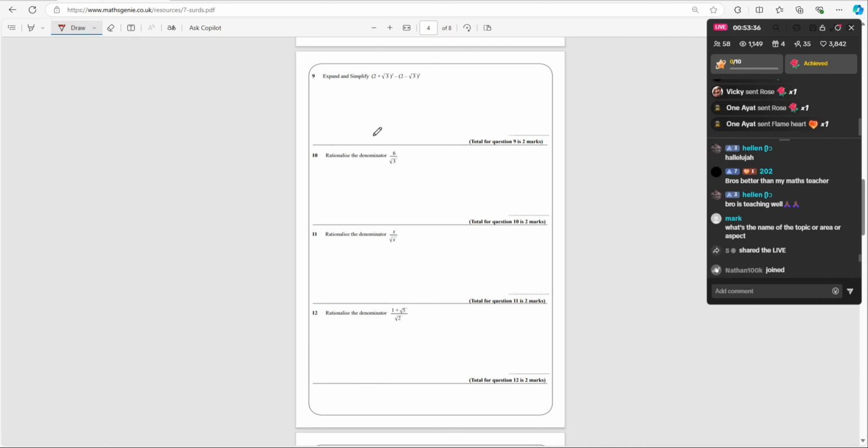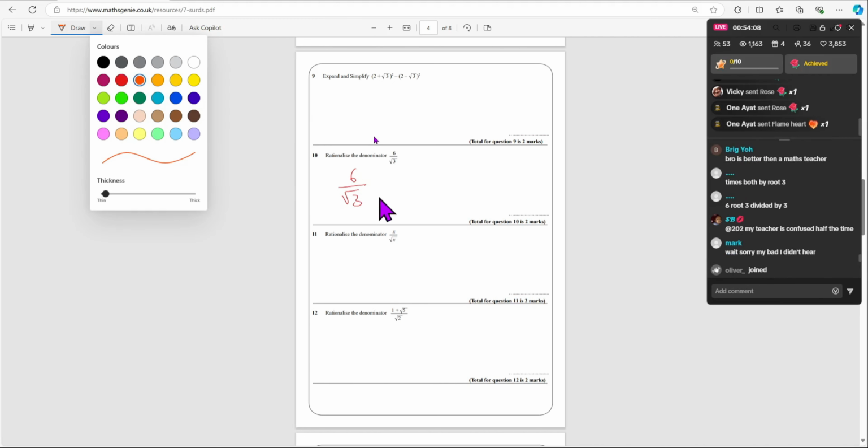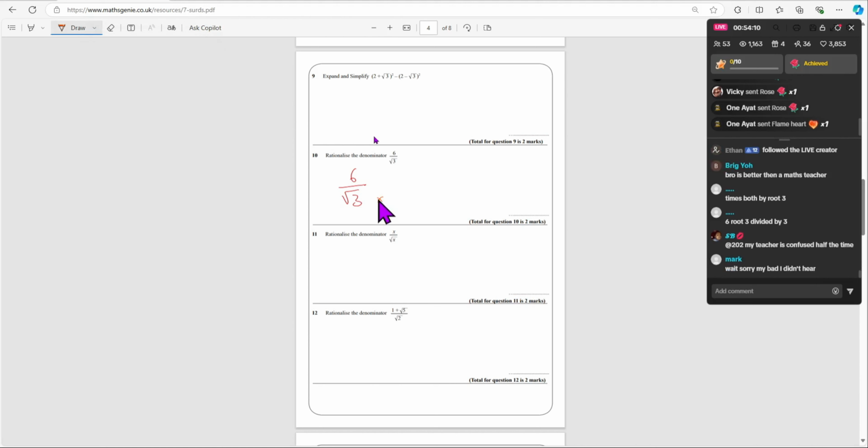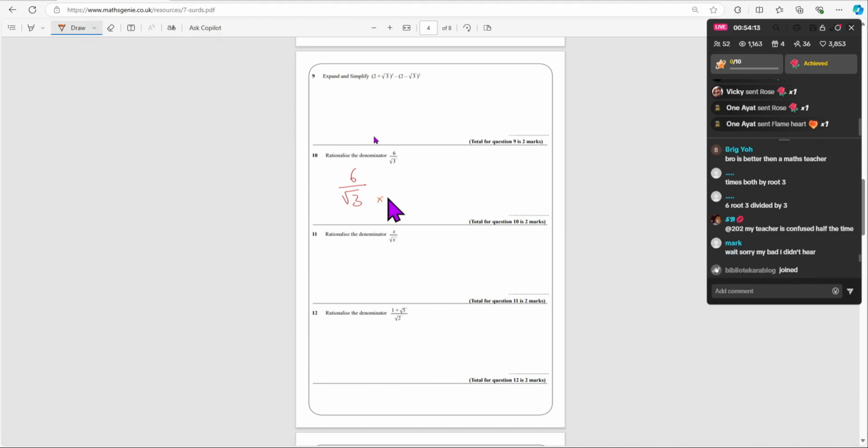This is called surds, okay? Mark, this is called surds. So, rationalizing surds, or it just means getting rid of the root sign. So when it means rationalize the denominator, it just means that we need to get rid of this surd. We need to get rid of the surd sign, the square root sign. So what we do is that we multiply it by the denominator. So we need to times the denominator by root 3 and the numerator by root 3 as well, okay?